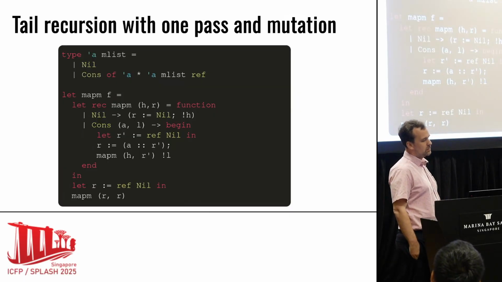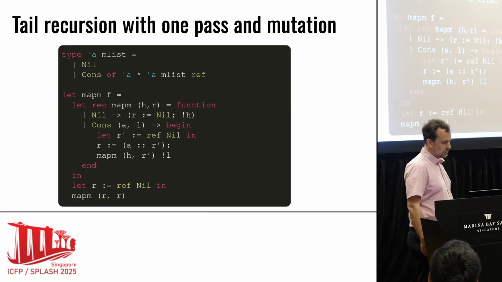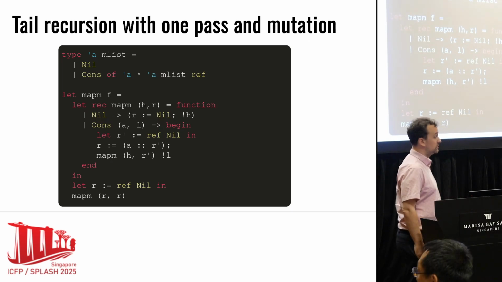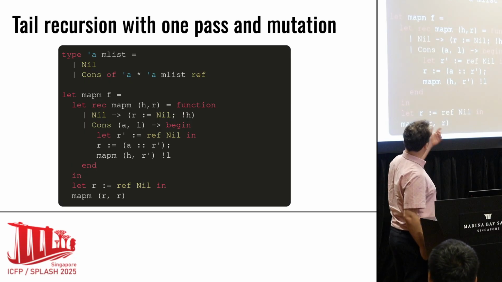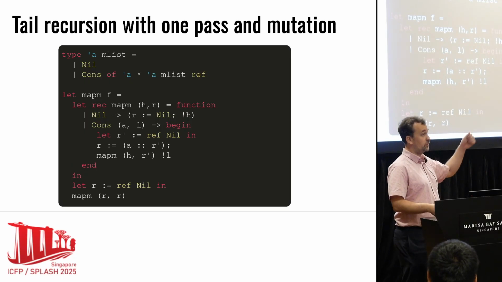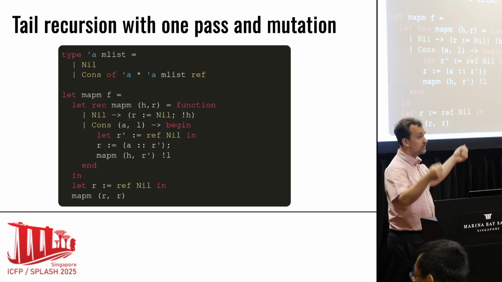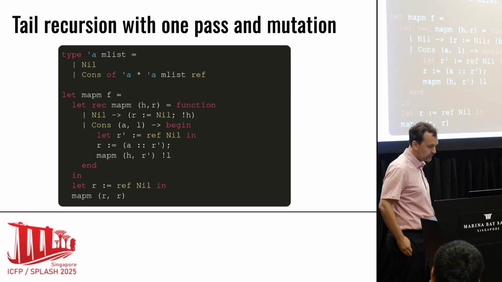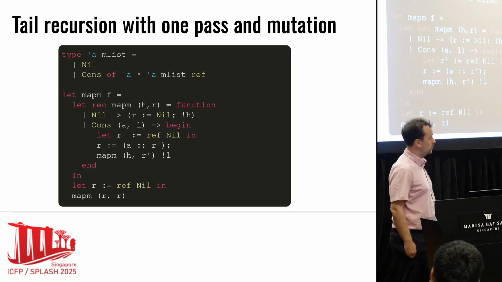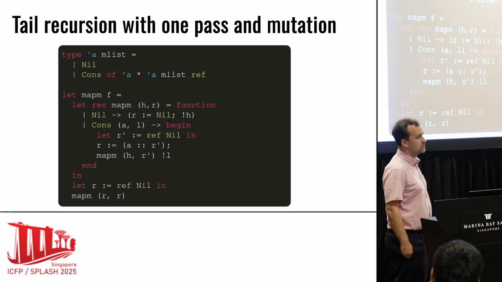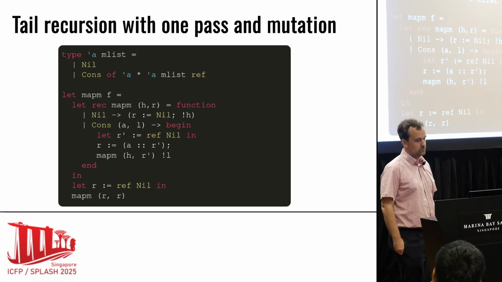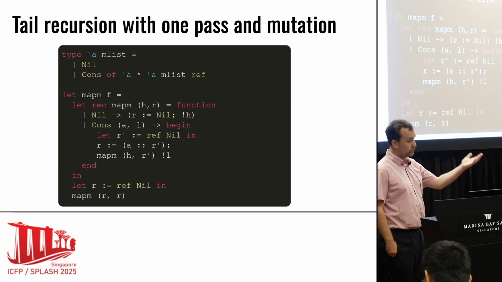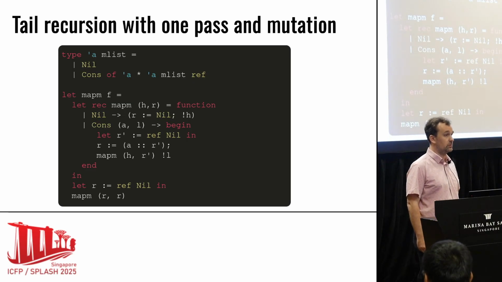If we allow mutation, it's very easy to make a map that is tail recursive. You just keep a pair of a reference to the head of the list and a reference to the back of the list, and when you want to add an element to the list, you grow the back of the list by mutation. Here I wrote it in OCaml, so I had to change the type, but that's the way a Java program would do it, right? But in a functional programming language, and at least a pure functional programming language, you won't be able to do that. You can't do that purely.